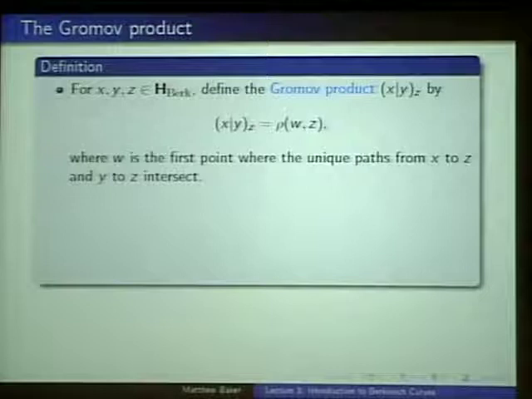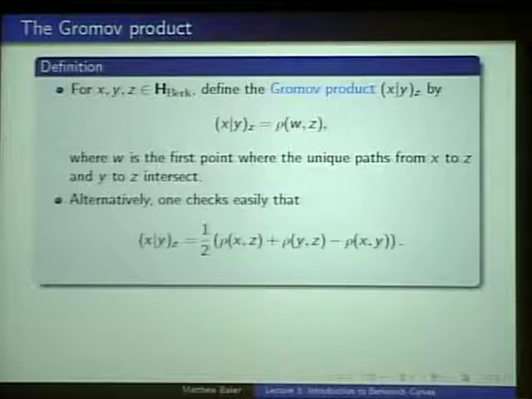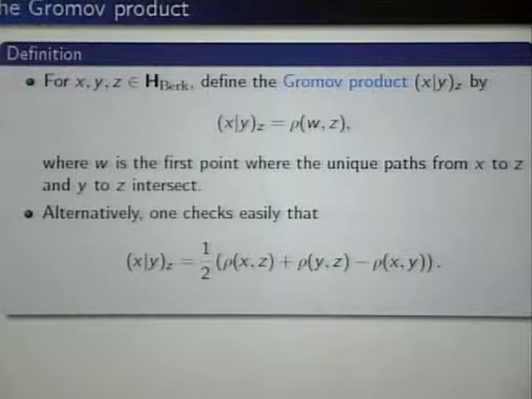And that is the Gromov product. Explicitly, if you don't like that description, it's just defined in terms of the metric in this way. It's half of the distance from x to z plus the distance from y to z minus the distance from x to y. This is an easy exercise.